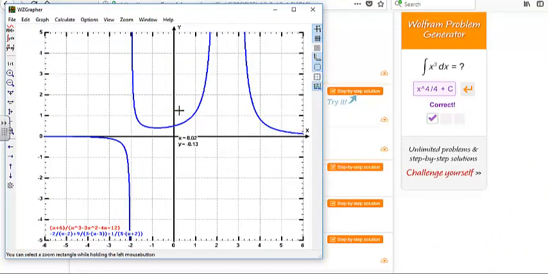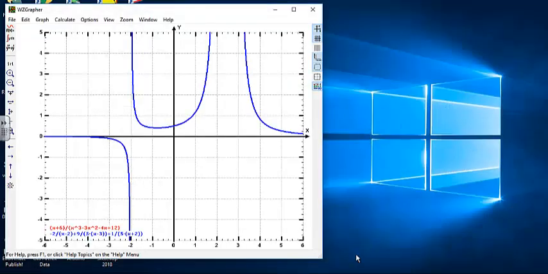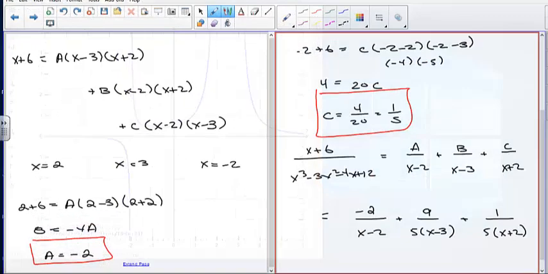What I did is I went online and put the original expression in there and solved it where it went wrong.